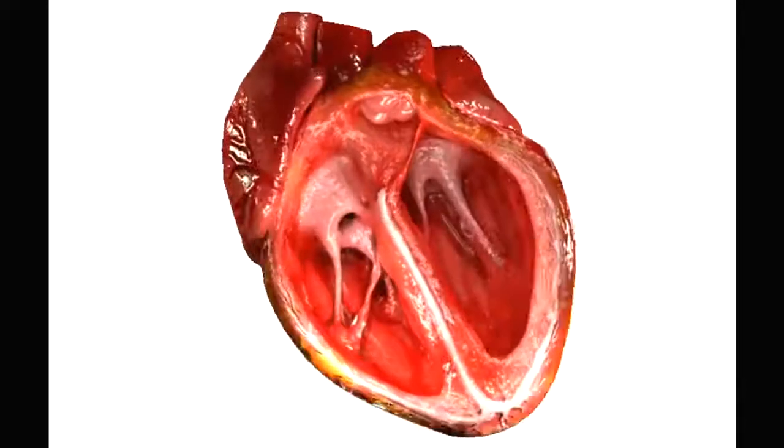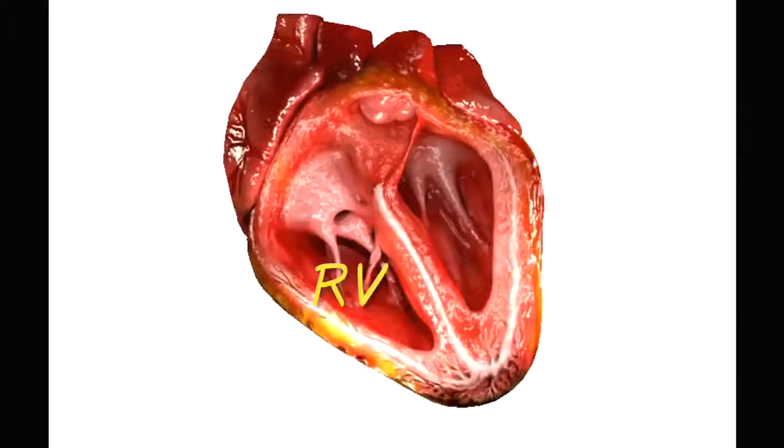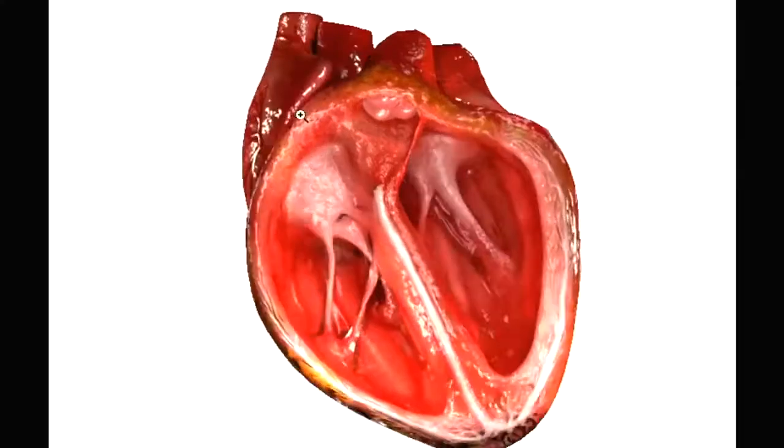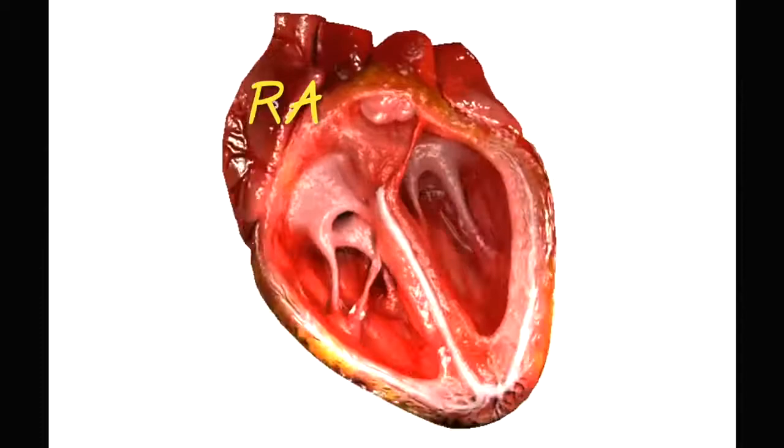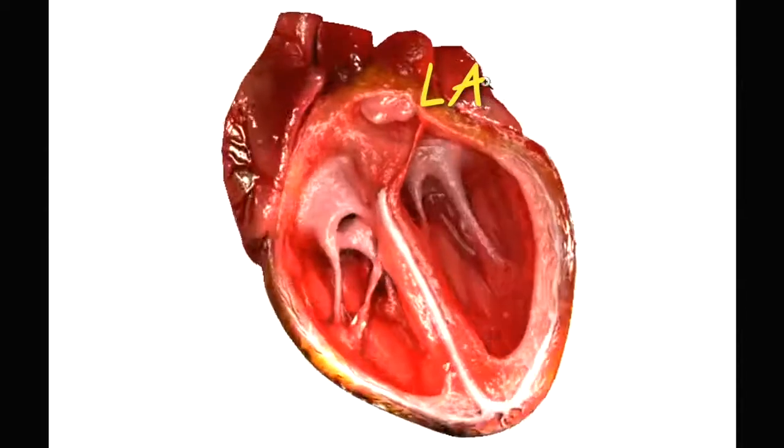Just for those that don't know the anatomy of the heart, we've got the right ventricle here on this side. We've got the left ventricle here on this side. And these areas up here are the atria. So this is the right atrium here, and the left atrium is over here.